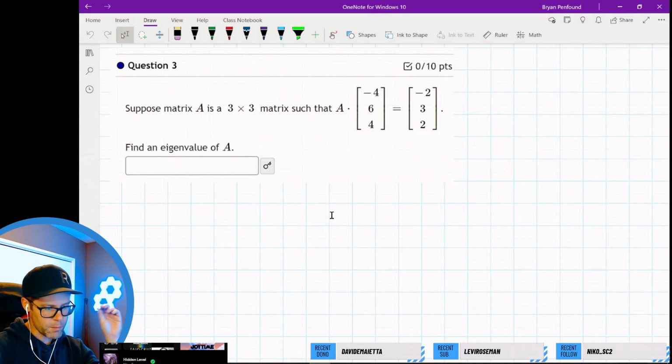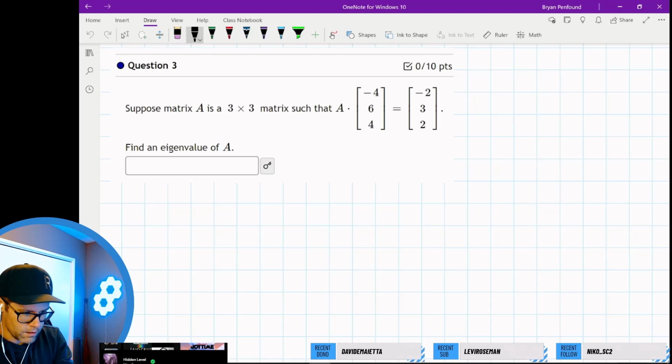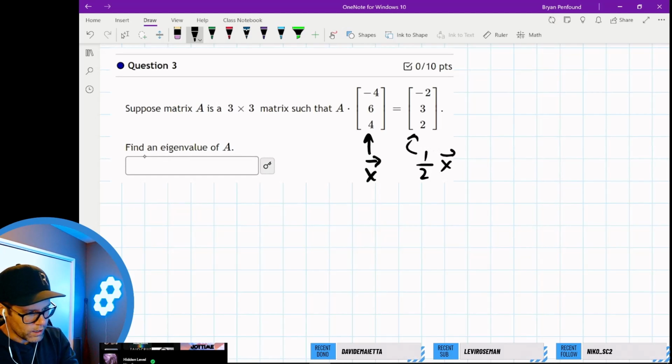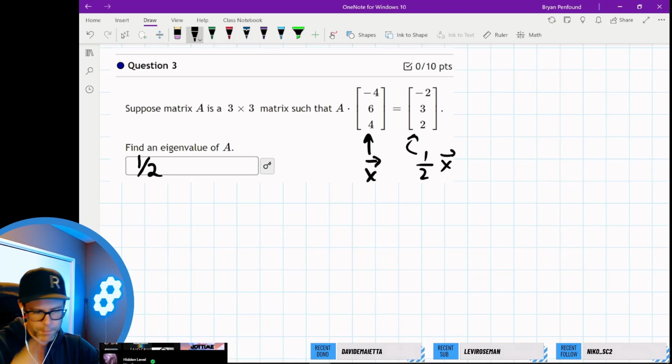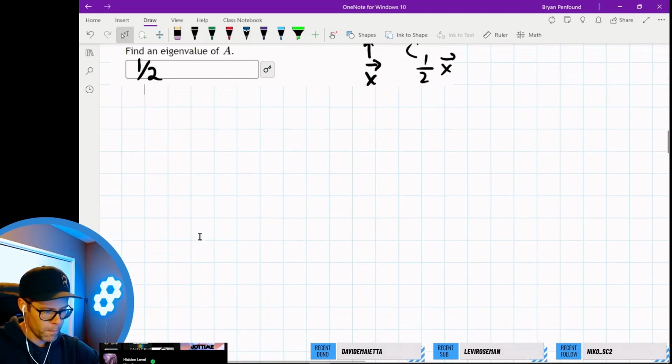So question 3 says, suppose matrix A is 3 by 3 such that A times this is equal to 2, 3, negative 2, 3, 2. So we have A times, this is our x vector, right? So we have A times x is equal to half x. So an eigenvalue of A must be a half. I can see that the multiplication by A shrinks this vector by a factor of 2, so that must be my eigenvalue.